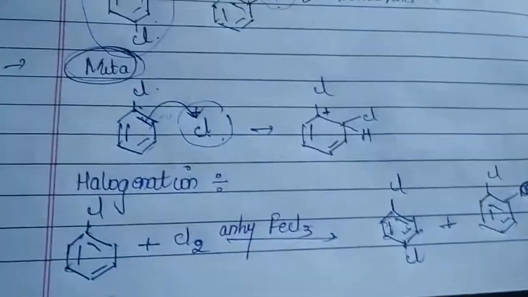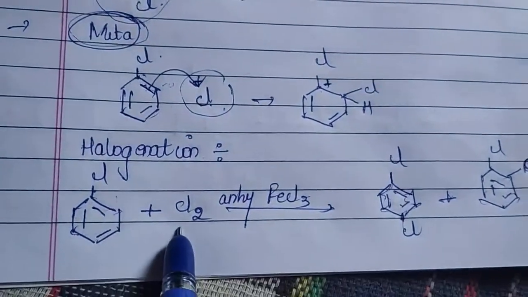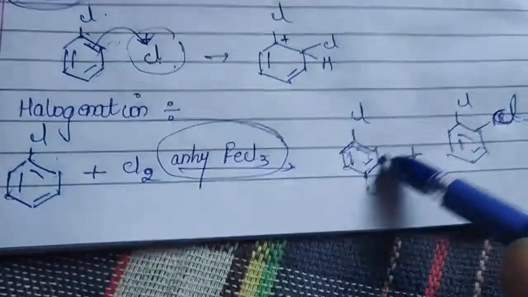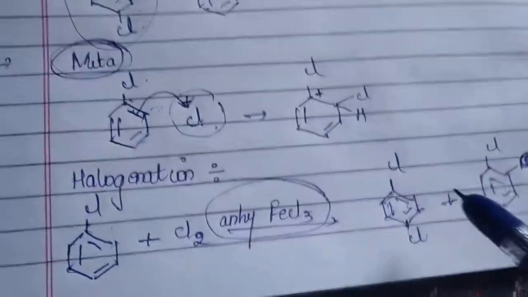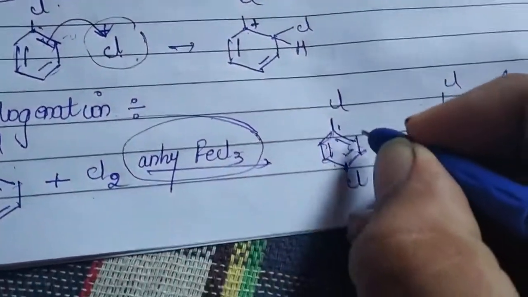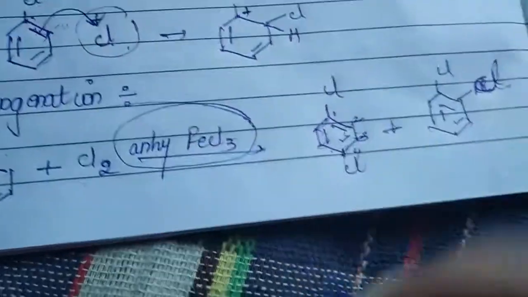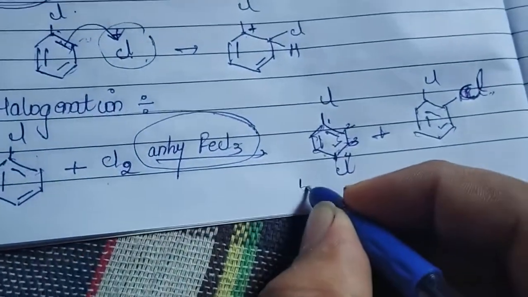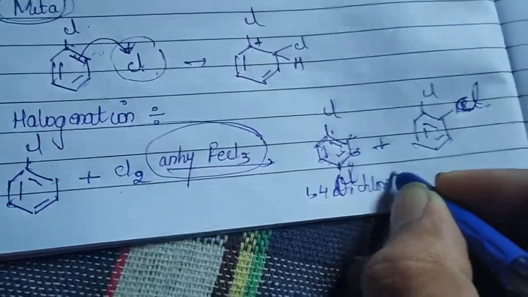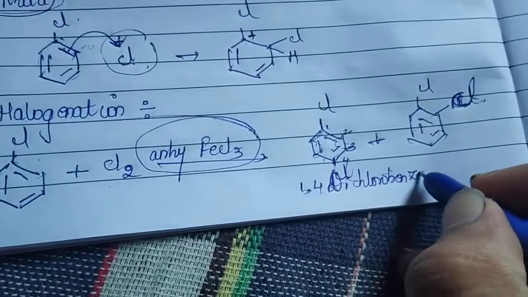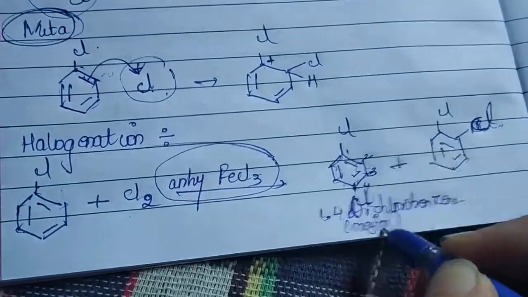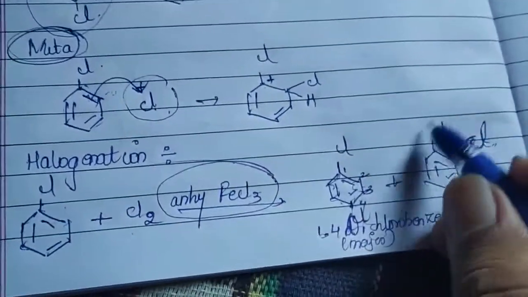So are you able to see? When I am treating my chlorobenzene with chlorine in the presence of anhydrous FeCl3, I am going to get two important products. One is a para and another is our ortho. So how can we name this? This is 1, 2, 3, 4. Yes, 1,4-dichlorobenzene. So this will be the major one. Why? Because it is a para. Whereas this is your ortho.